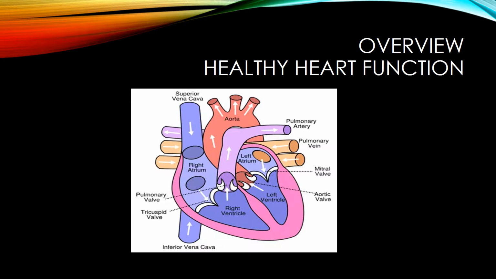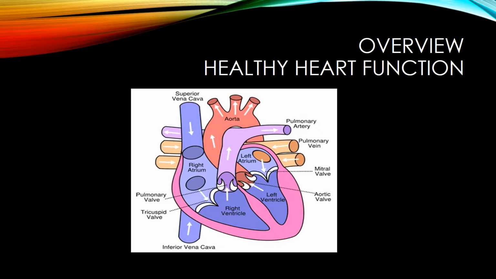Blood low in oxygen and high in carbon dioxide enters the right side of the heart from the systemic circulation through the superior vena cava and the inferior vena cava, which empty directly into the right atrium. The right atrium pumps the blood through the tricuspid valve to the right ventricle. The right ventricle pumps the blood to the pulmonary arteries. The pulmonary arteries then carry the blood to the lungs for reoxygenation.